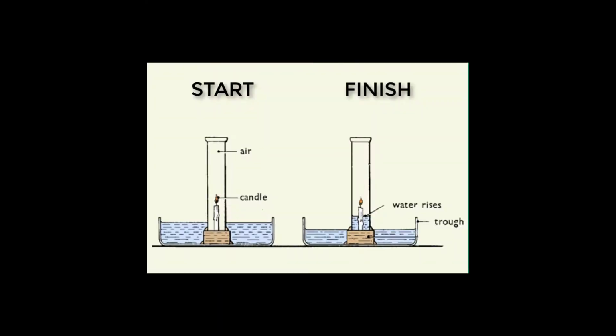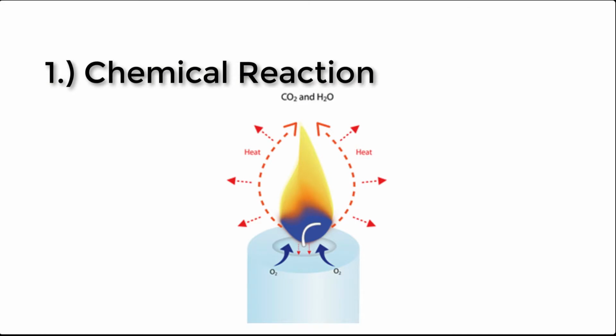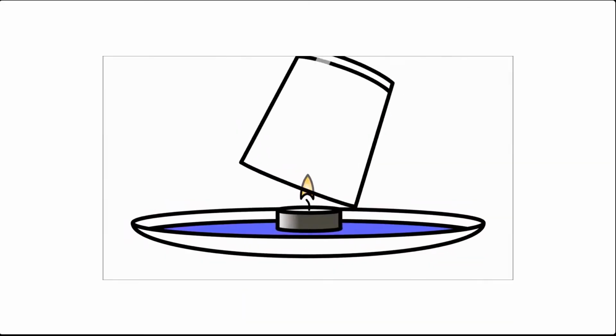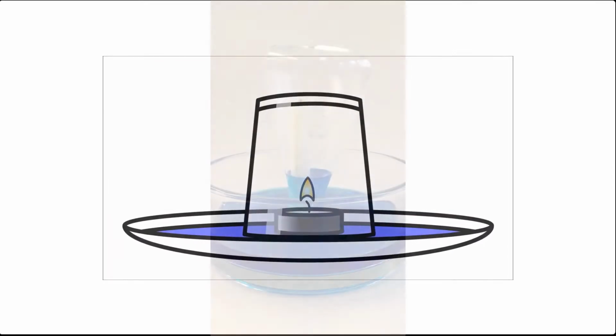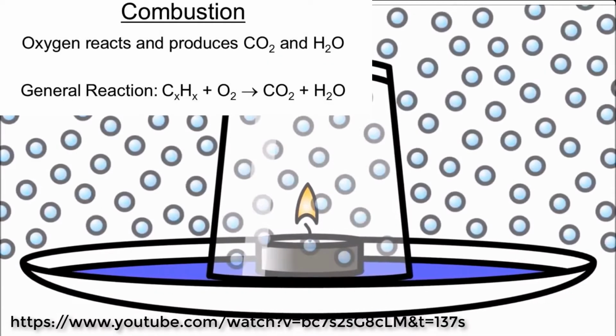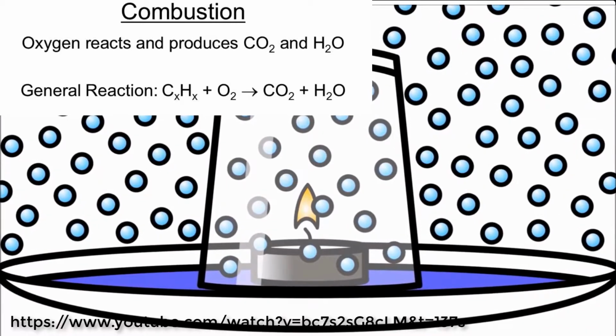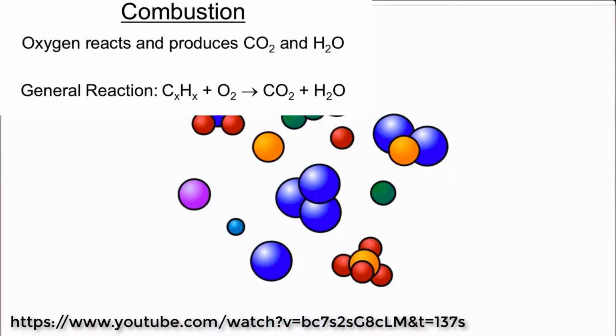Now that we know what happened, we can go about explaining it. There are two components to this explanation. Let's begin by taking a look at the chemical aspect of this demonstration. Recall that we started with a lit candle, but at the end the candle had gone out. Why might that be? Since our candle is burning, we know that there is a combustion reaction occurring, and the general equation for a combustion reaction is written below.